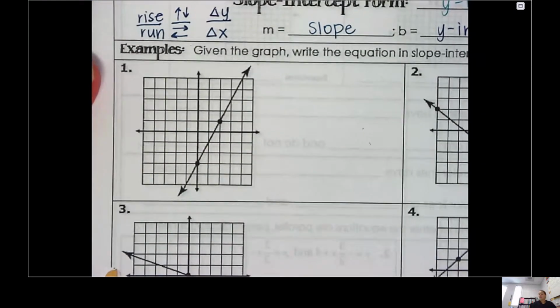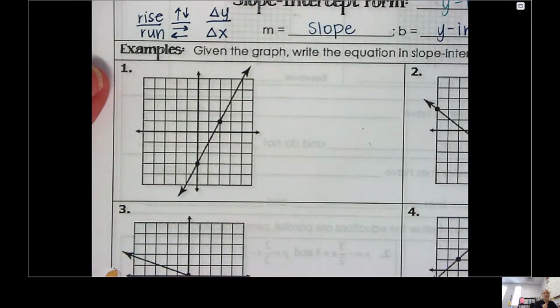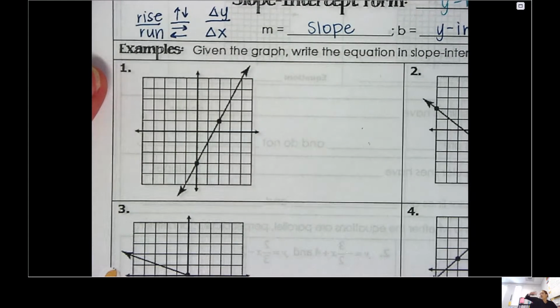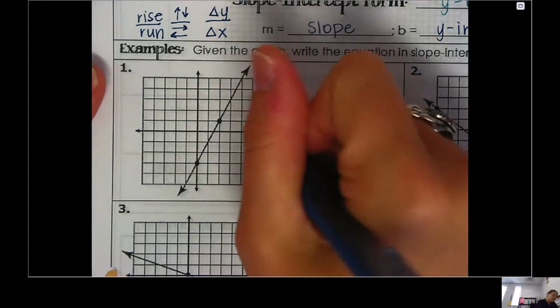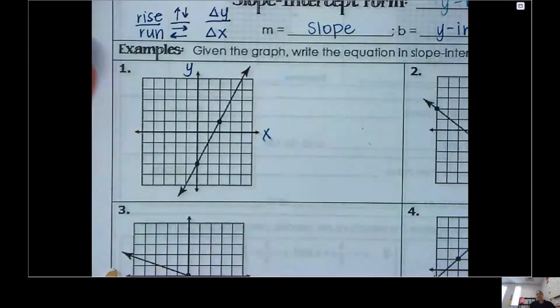Now, first thing I want you to do is just label your x and y axis. Which one's your x-axis? Show me with your hands. Is it this way or this way? Which one's the x? Good. This one's the x. There's half the battle right there. Do you know your axis?